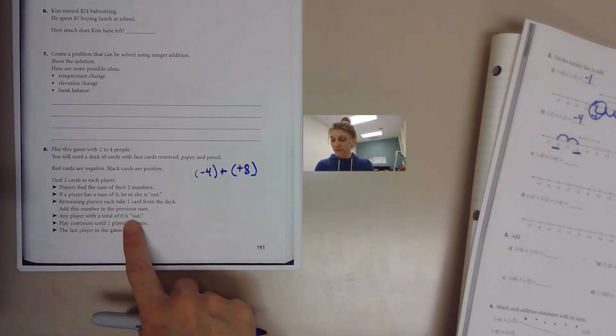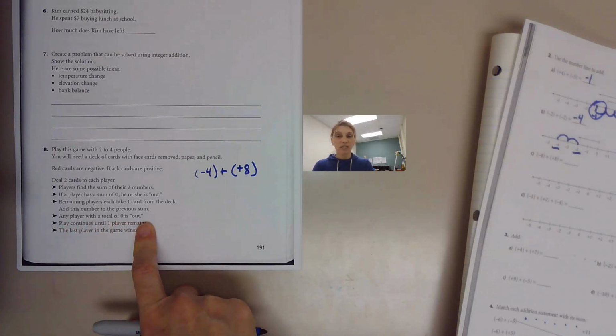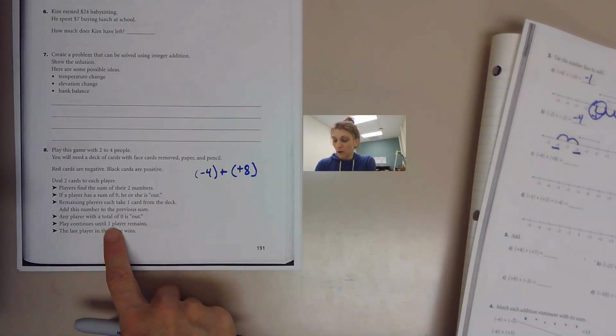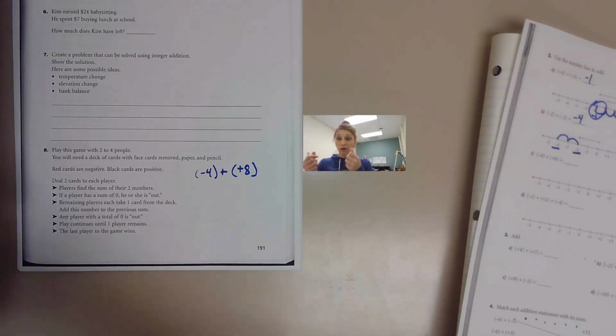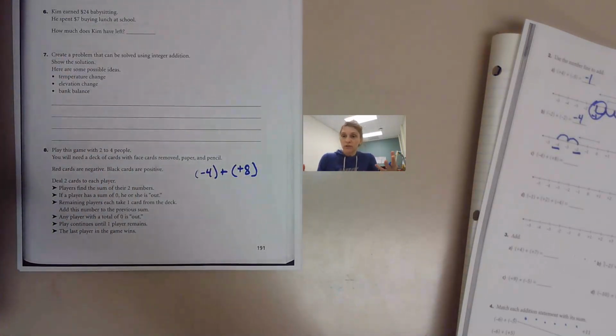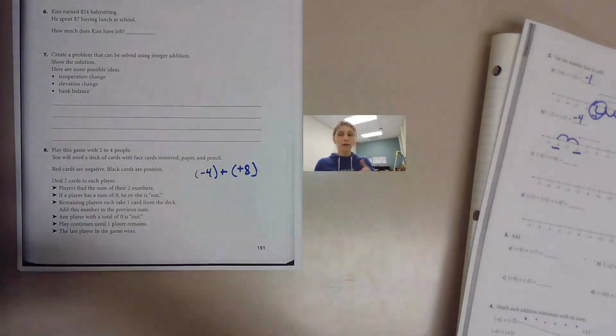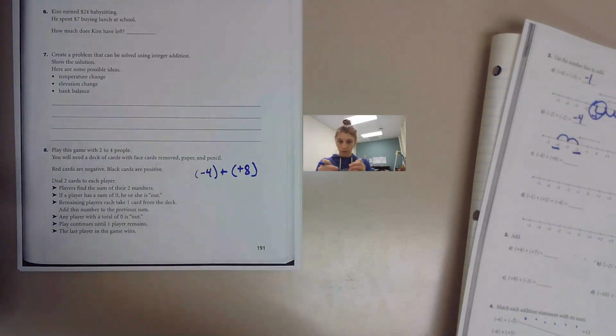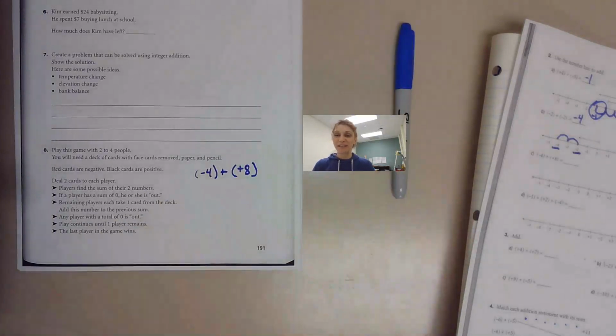Any player with a total of 0 is out. Yeah, you're out. As soon as you get to 0, you're out. Play continues until 1 player remains. The last player in the game wins. So yeah, you're all sitting around. So say it's first round, there's 3 of you playing. First round, none of you get 0. You all just pull another card. Pull another card, add them all up. What do you get? If any of you get to 0, then you're out, kind of thing. And just keep playing. It's a good fun way to just play with integers.